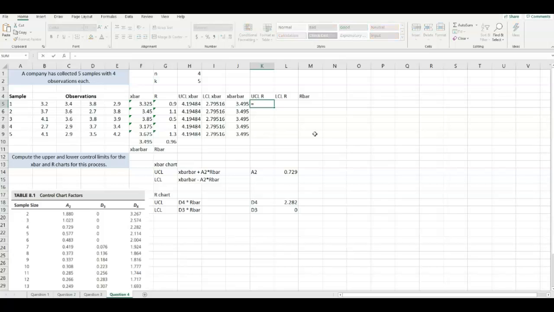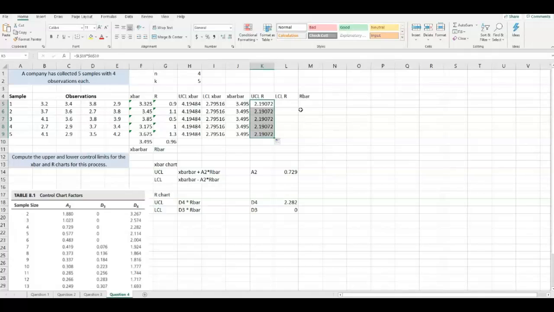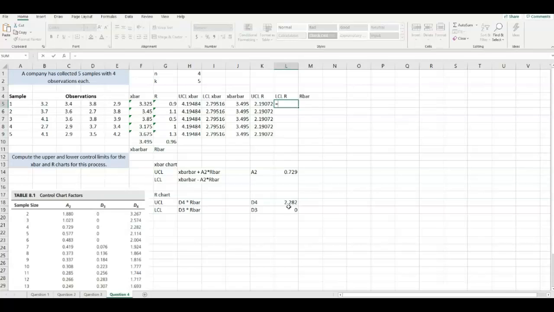So our upper control limit is D4, and we want to freeze that. Multiply that by the R bar. Once again, we want to freeze that as well. So we get our upper control limit for the R chart of 2.19. Now, lower control limit, we take D3, we freeze that, multiply it by R bar, which needs to be frozen, hit enter, and it's just going to be 0 because our D3 was 0.